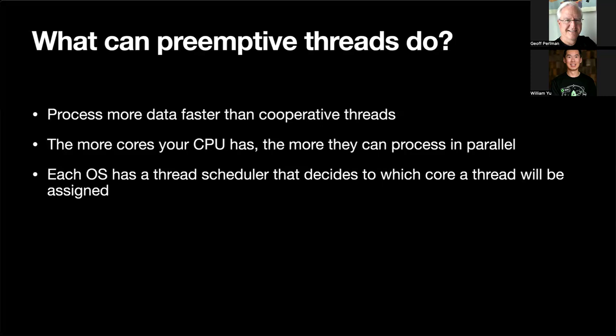And that means that in theory, your preemptive thread, depending on how busy your computer is, could end up on the same core as your app and end up sharing time. But again, the more cores you have, the less likely that is to happen. And of course, the less busy your computer is doing other things, the less likely that is to happen.